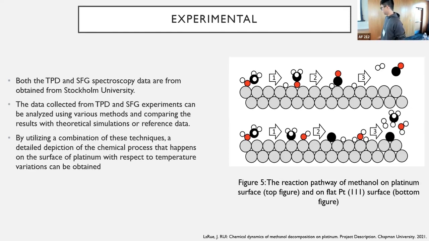with respect to temperatures. And on figure 5 right here, we have the reaction pathway. This is what we expect to happen when methanol decomposes on platinum. On the top figure here, we have the step site. So basically, we expect it to break the OH bonds, and then on the flat surface, it will break the weaker bond, so CO. But we know from previous experiments on different surfaces, methanol basically did the opposite.